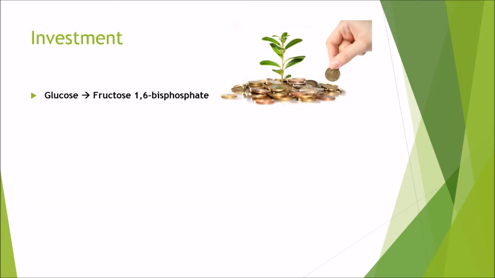So let's talk about the investment stage. Here we are going from glucose into fructose 1,6-bisphosphate. Just so you're aware, anything that's highlighted in red is the enzyme which facilitates the reaction. The first step of the investment, we are phosphorylating glucose. So glucose plus ATP goes into glucose 6-phosphate and ADP, and this is catalyzed by hexokinase.